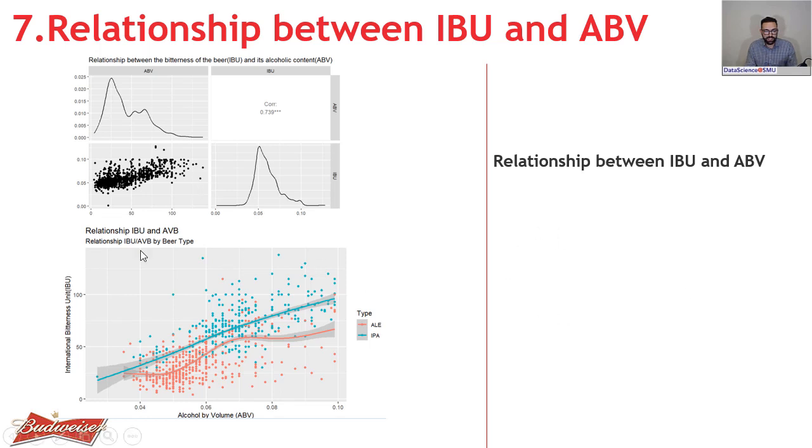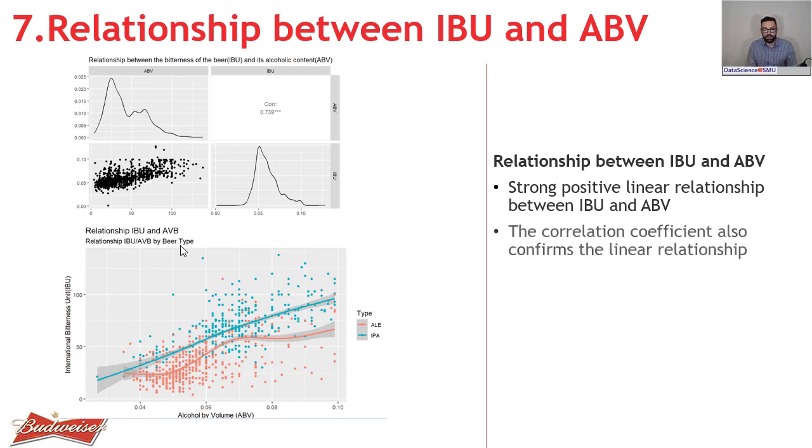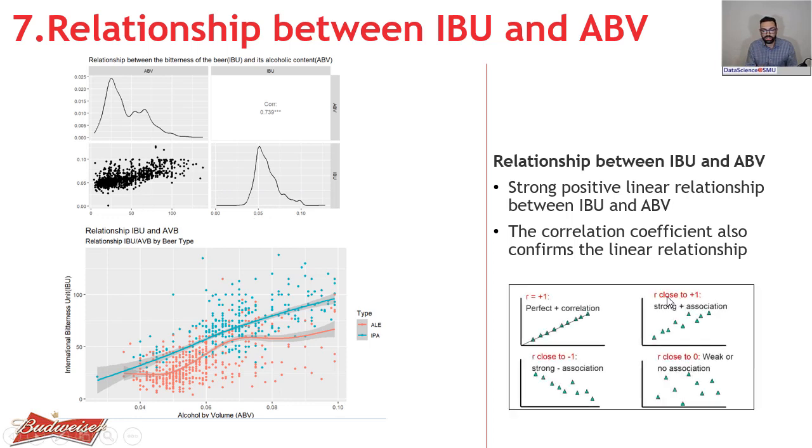Relationships between IBU and ABV. As we can see here in the plot, the data suggests that there's a strong positive linear relationship between both variables. The correlation coefficient also confirms this relationship. When the correlation coefficient is close to 1, it means that there's a strong association between both variables, and our correlation coefficient is 0.74. So again, the correlation coefficient confirms this association between both variables.